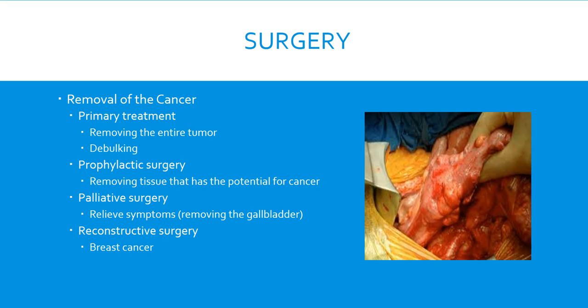So as far as cancer and surgery, the idea is for you to remove the cancer itself. Primary treatment would be removing the entire tumor or debulking. You have prophylactic surgery, which is removing tissue that has the potential for cancer. So from what I understand, those who are of high probabilities of breast cancer could be an example of that. Palliative surgery is to relieve symptoms. If you have someone who has cancer of, let's say, the liver and the spleen, or even the gallbladder, you can actually, even though they're in hospice or palliative care, you can still remove things to make things a little bit better. And then you have also reconstructive surgery, such as breast cancer.